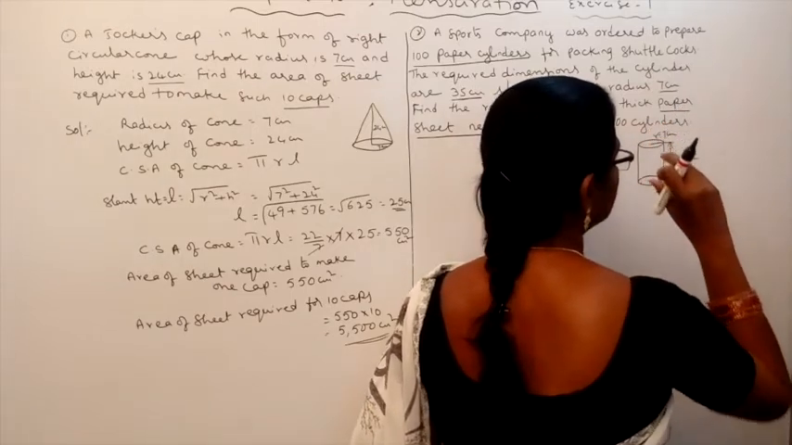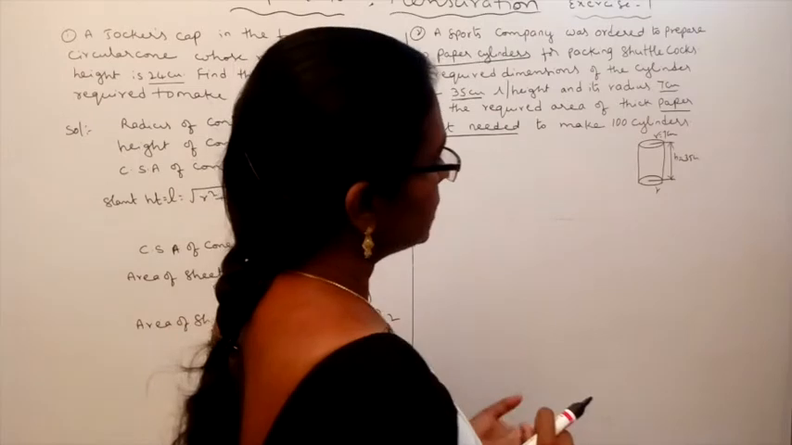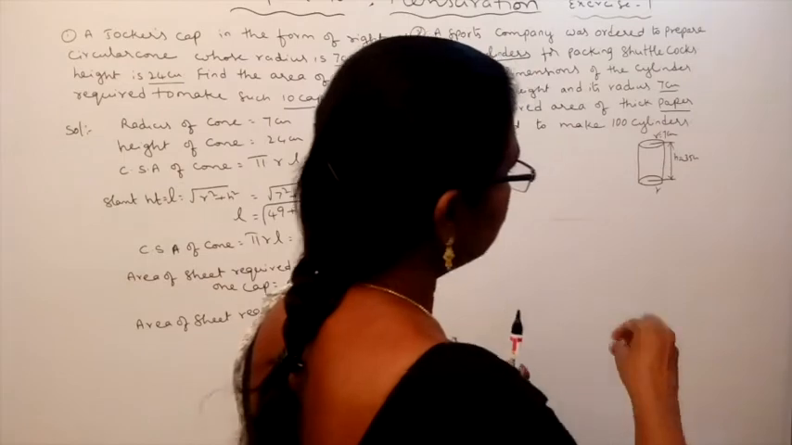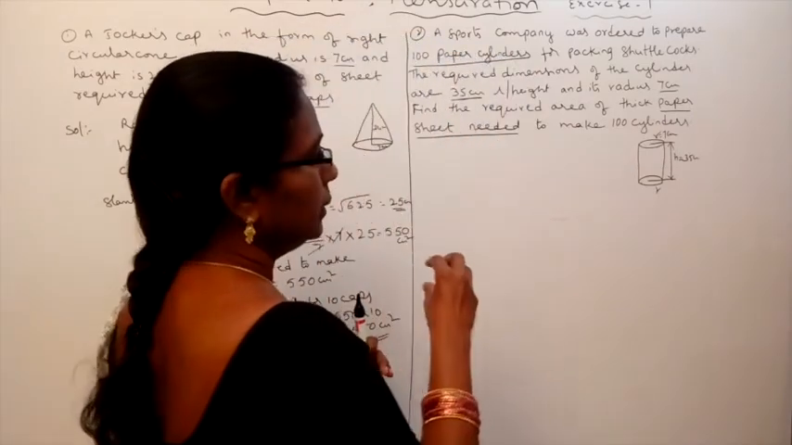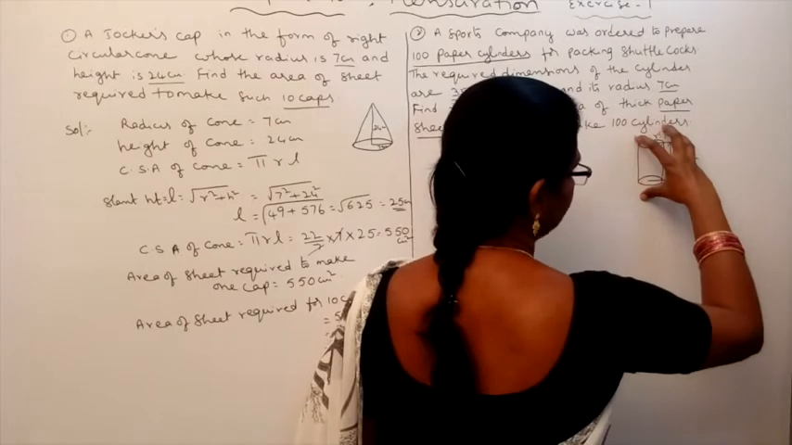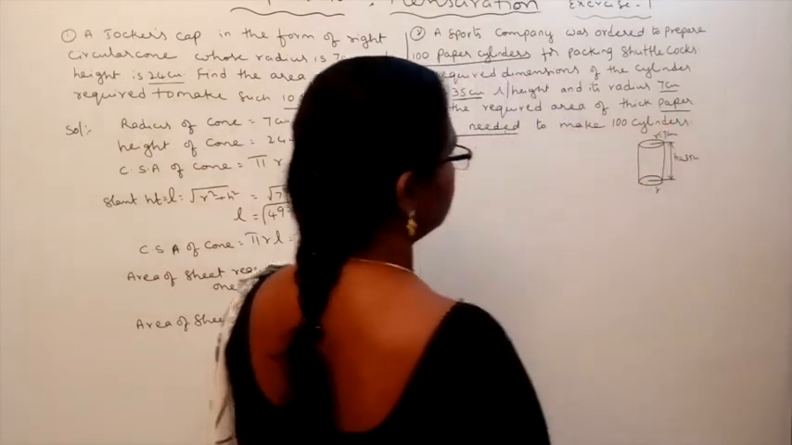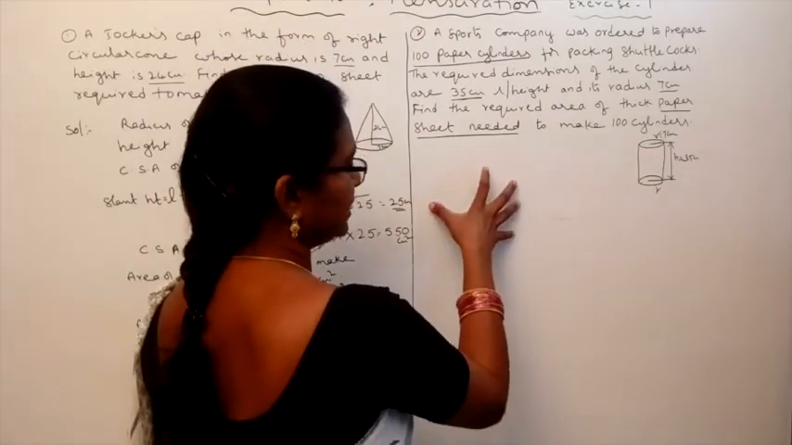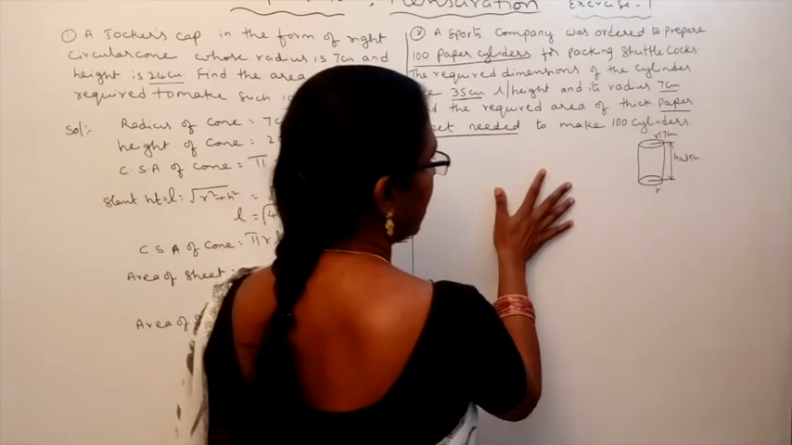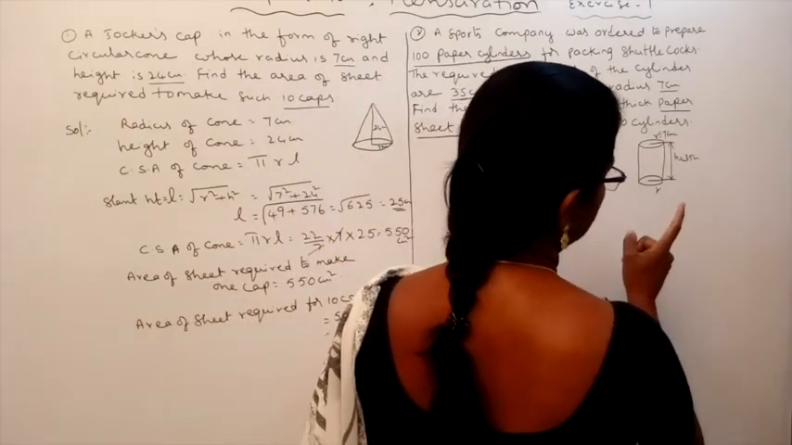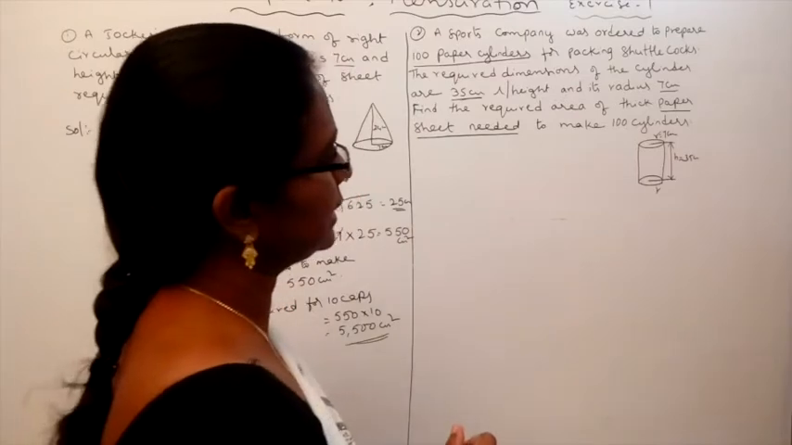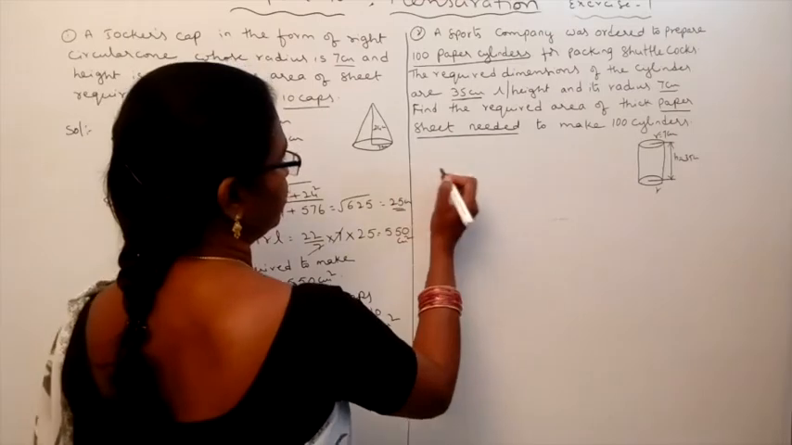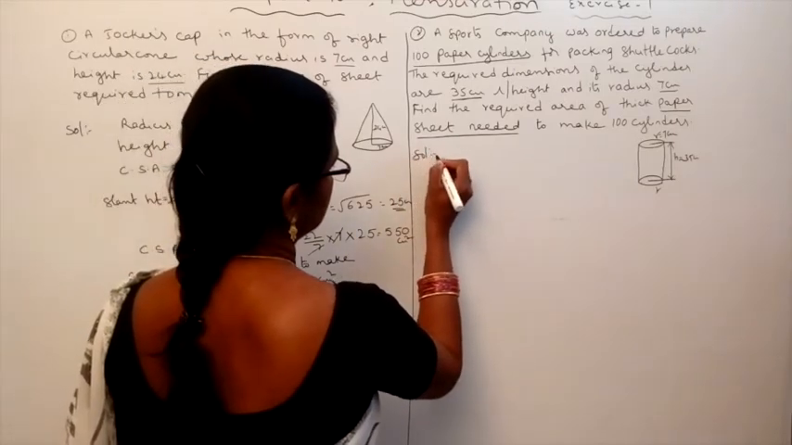Then here we have to find out the total surface area. Because what is the curved surface area? Only the sides area. But here you want to keep the shuttlecocks in it to pack. That means you have to find out the total surface area of the cylinder. That total surface area of the cylinder is equal to the area of paper sheet required for one cylinder. If you multiply with 100, you will get the required area of paper for 100 cylinders.